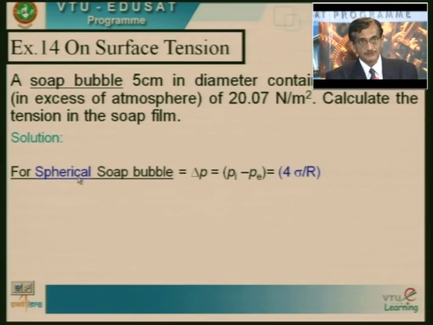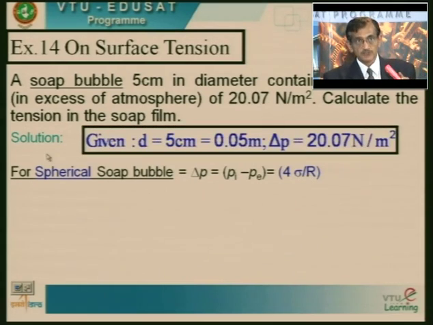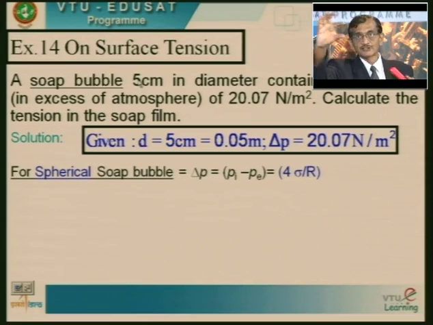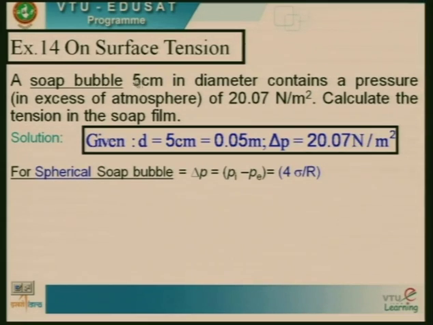In this question, for a soap bubble, we have the formula delta P is equal to pressure inside minus pressure external, which is equal to 4 surface tension by R or 8 surface tension by D, both are the same. Let us see what is given. Given is the diameter of the soap bubble, which is going like this in the air, 5 centimeter.